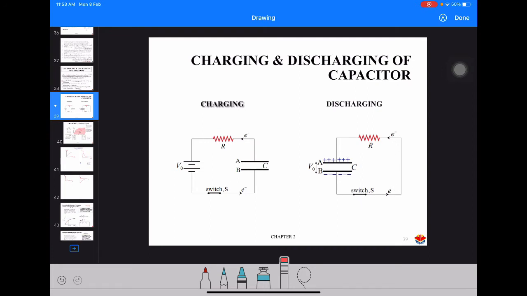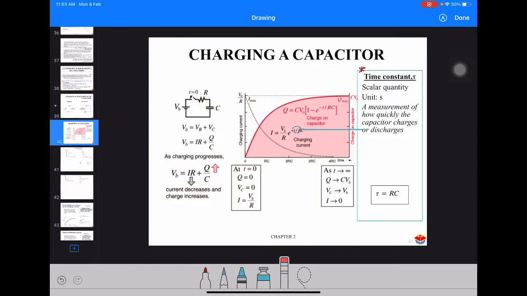Okay, we discuss in detail very soon, but before that, I just want to introduce the time constant. What is actually the time constant? Time constant is a scalar quantity. It is a measurement of how quickly the capacitor charges or discharges. So sometimes it has a different meaning for charging and discharging, but we'll go into that very soon as well.